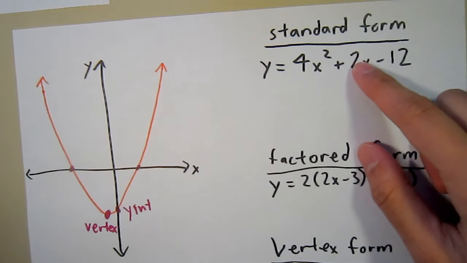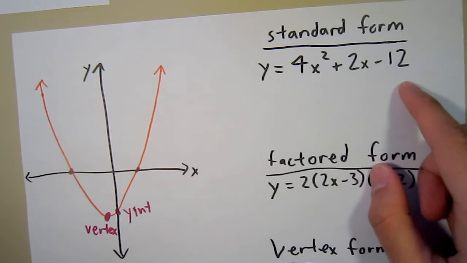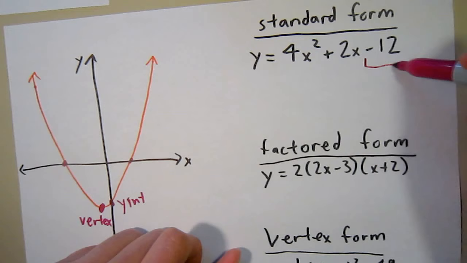form. The standard form looks like this. It's a number times x squared plus or minus another number times x plus or minus another number. That last number is the y-intercept.